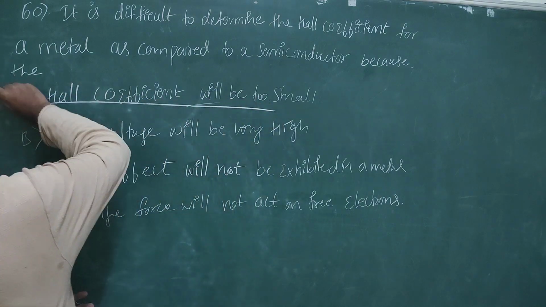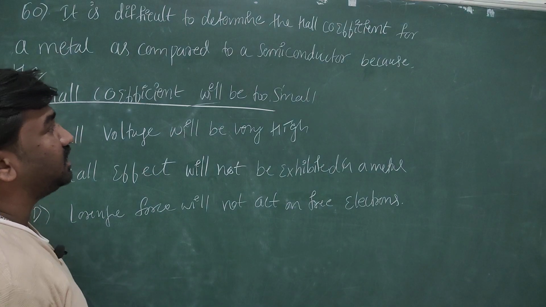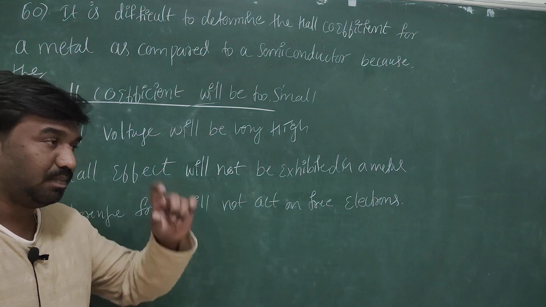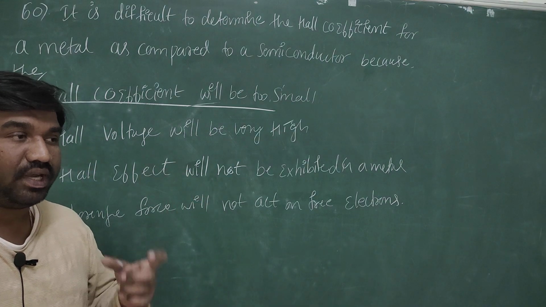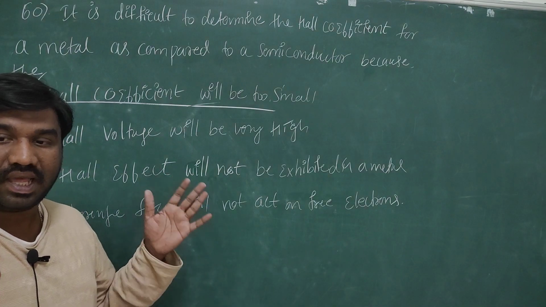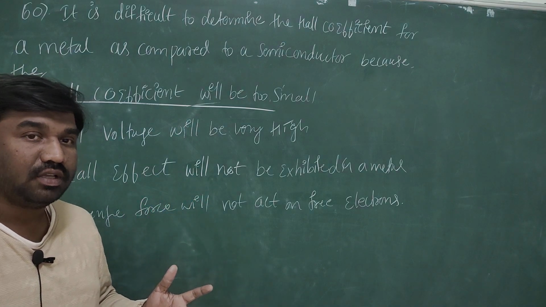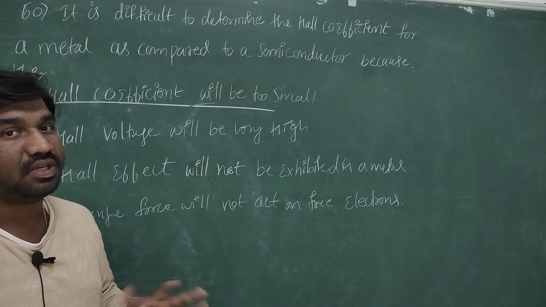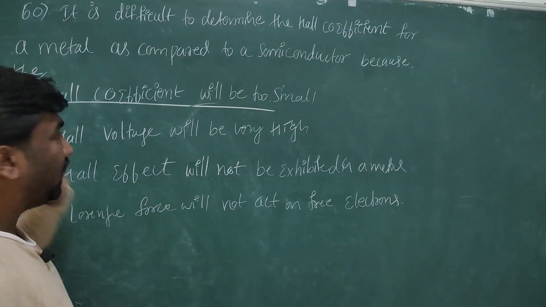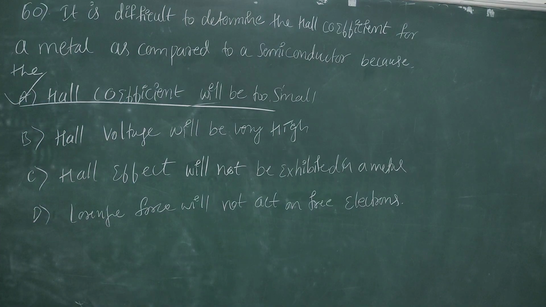The Hall coefficient will be too small. In the earlier class we discussed already, Hall effect means an electric field is developed in a particular specimen when it is placed in an electric field and magnetic field. When you apply an electric field between the two surfaces of a metal and there is a magnetic field, an electric field is developed, that is called Hall effect, and that is very small for a metal compared to semiconductor. So option number A is correct.